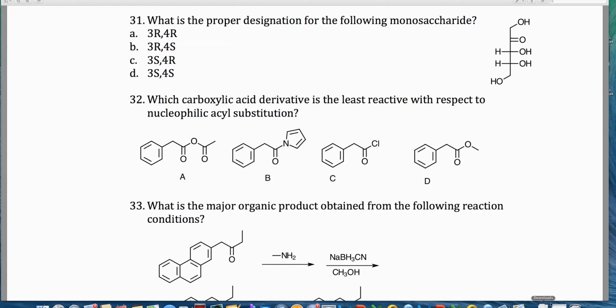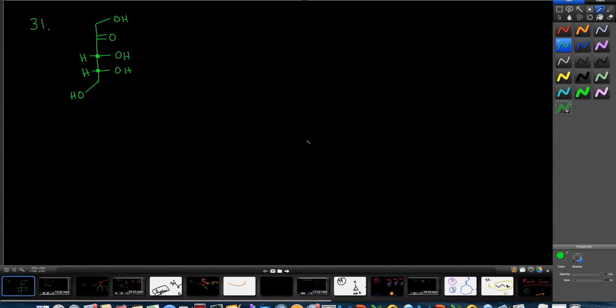Okay, so we're going to pick up with number 31. We want to find the designation for the following monosaccharide. So if we take a look at this, we find that 3 and 4 are here and here because we want the carbonyl to be as low as possible. That would be 2. So just in numbering, you have 1, 2, 3, 4, and 5.